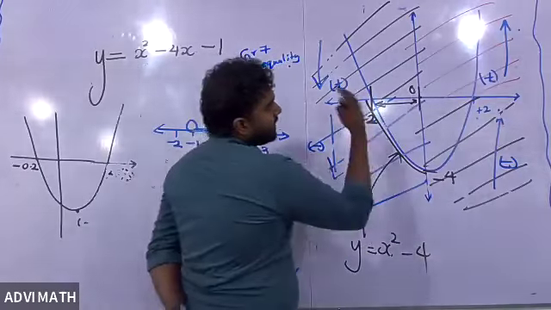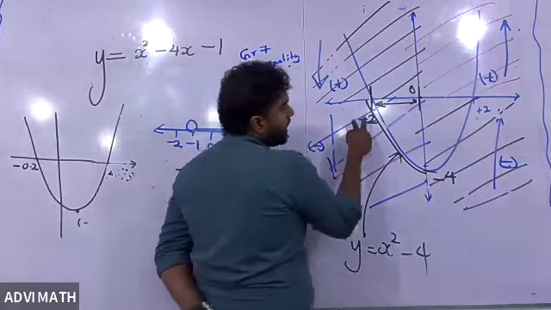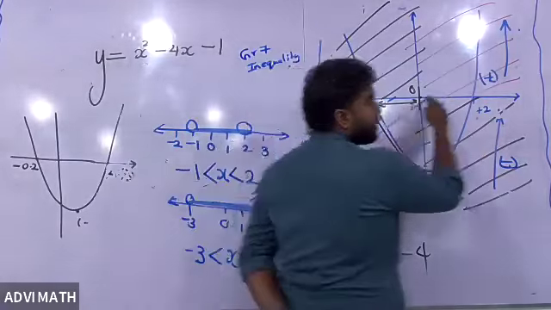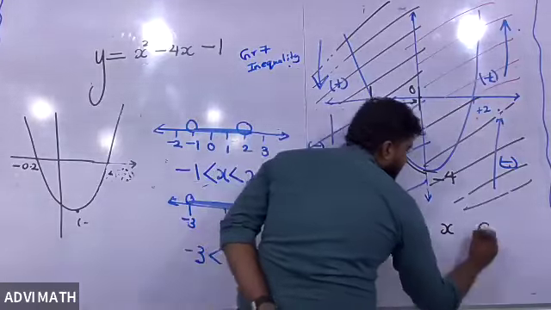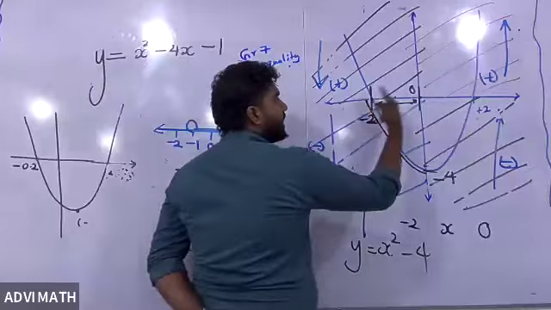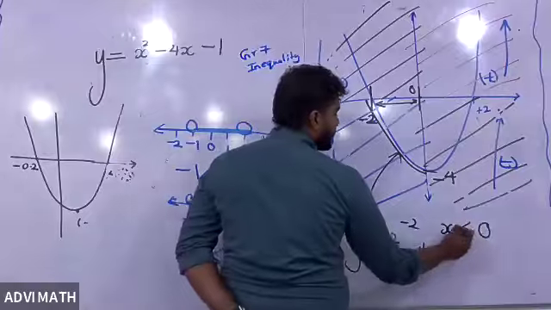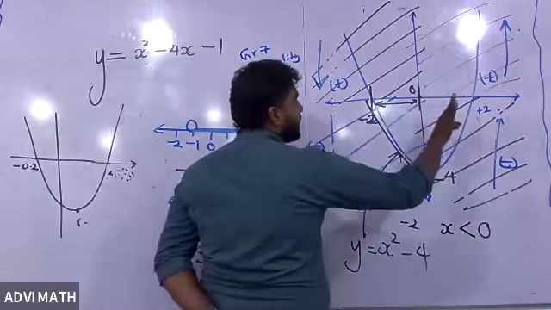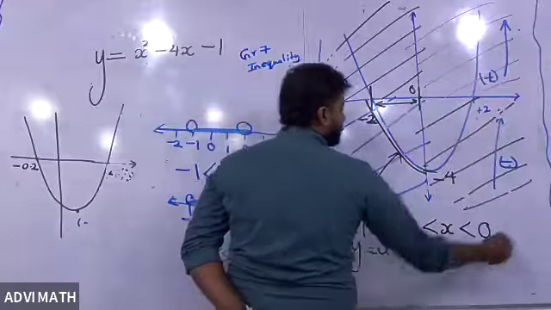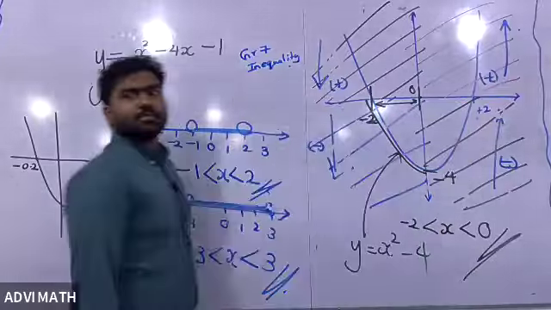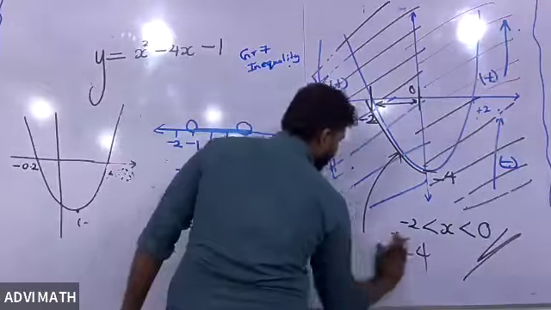Now how can I write this as an inequality? Just forget about the graph and think of this as numbers. -2 and 0. Yes or no? How can I write this? x here, -2 here, 0 here. This side is less than 0 or greater than 0? Less than 0. This side is greater than -2 or less than -2? This is my interval. Simple.